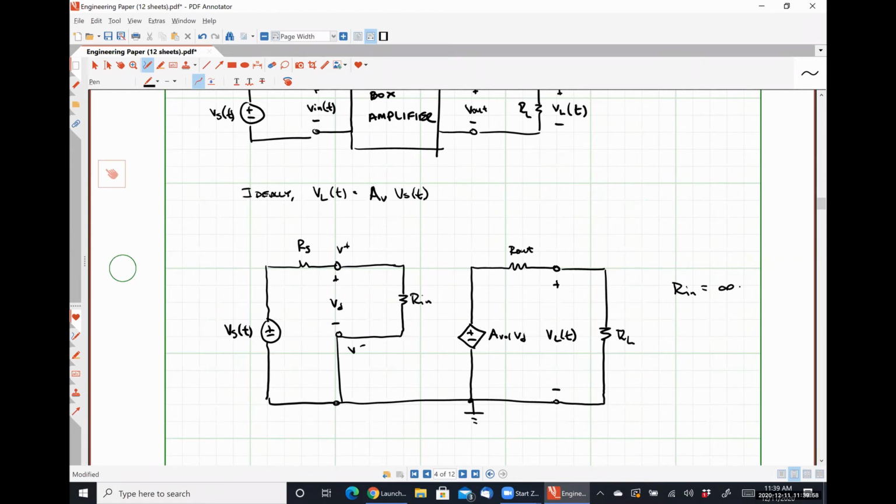Now, if we figured that out, make a simple substitution note here: Vd is going to be replaced by Vs of t. How do I make VL of t be exactly equal to AVOL times Vs of t? What value does R out have to have? 0.